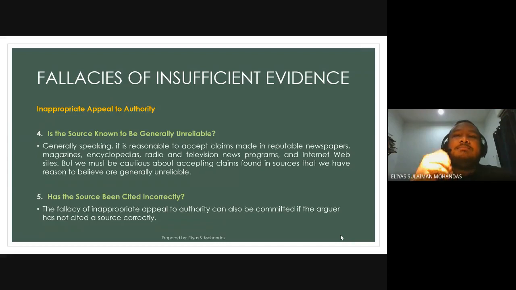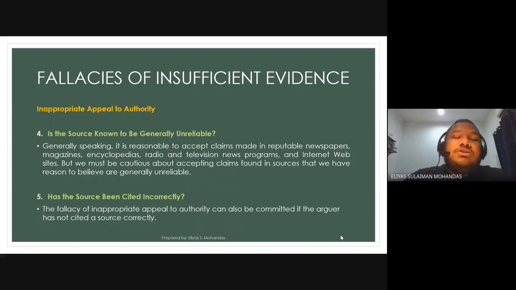So as much as we feel safe thinking that things that come out in a newspaper can be accepted as truth, as benda yang sahih, tapi we can never know. So the bottom line is for you to check and check again. Has a source been cited incorrectly? That would be the fifth question. The fallacy of inappropriate appeal to authority can also be committed if the arguer has not cited a source correctly. Okay, that is clear cut.